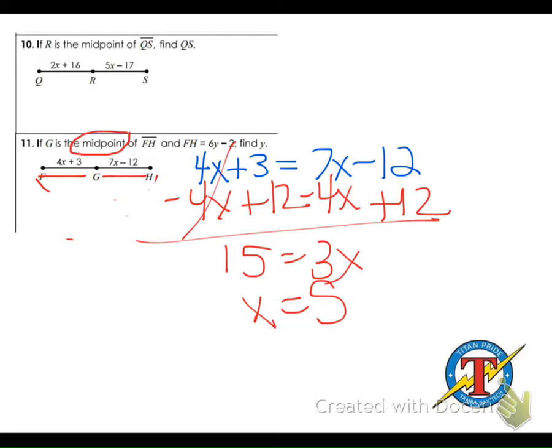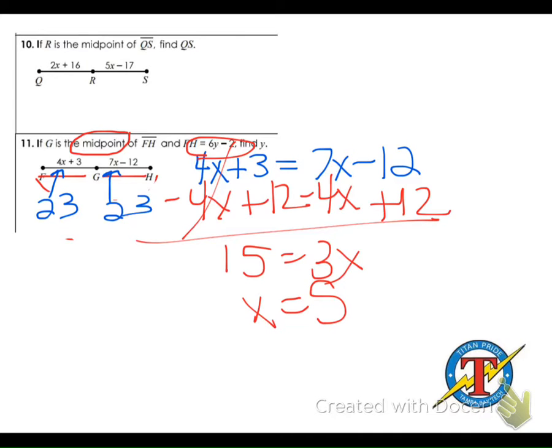Okay, well they want me to find y. How am I going to do that? I have x. Maybe you have no idea what to do. Well, let me just do what I can. I know what x is. I'll plug that in right here. Okay, if x is 5, 4 times 5 is 20. Add 3 and I get 23 for that piece. Well, GH should also be 23 because this is a midpoint. I can check it, plug in the 5. You get 35 minus 12. Yep, that is 23. That's what it was supposed to be.